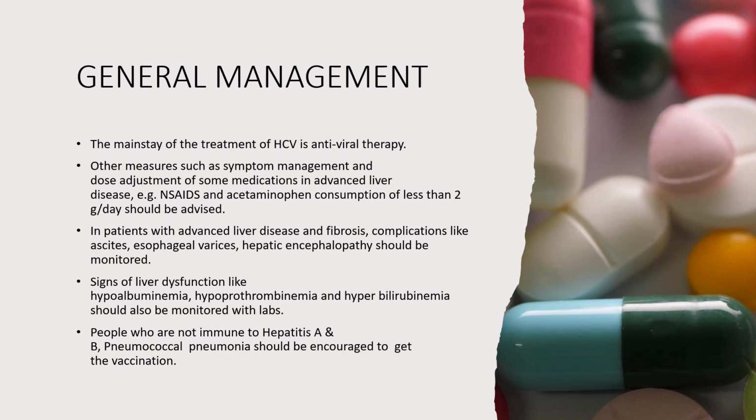Patients with advanced liver disease like fibrosis, complications like ascites, esophageal varices, hepatic encephalopathy, you also have to monitor them with labs. You check their albumin, check their prothrombin, check their bilirubin with labs to make sure the patient doesn't deteriorate. You encourage those who are not immune to pneumonia and hepatitis A to get vaccinated.